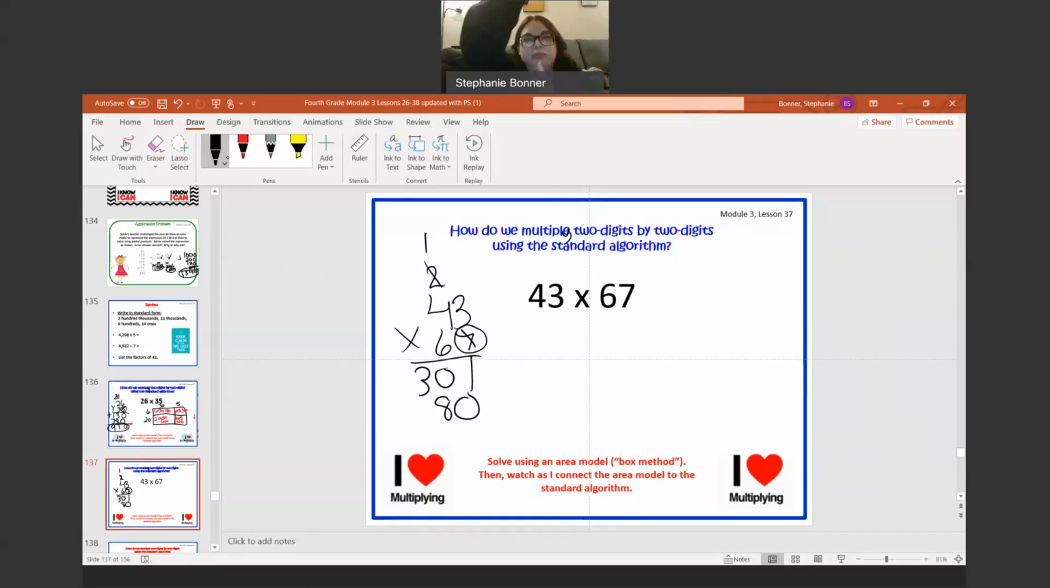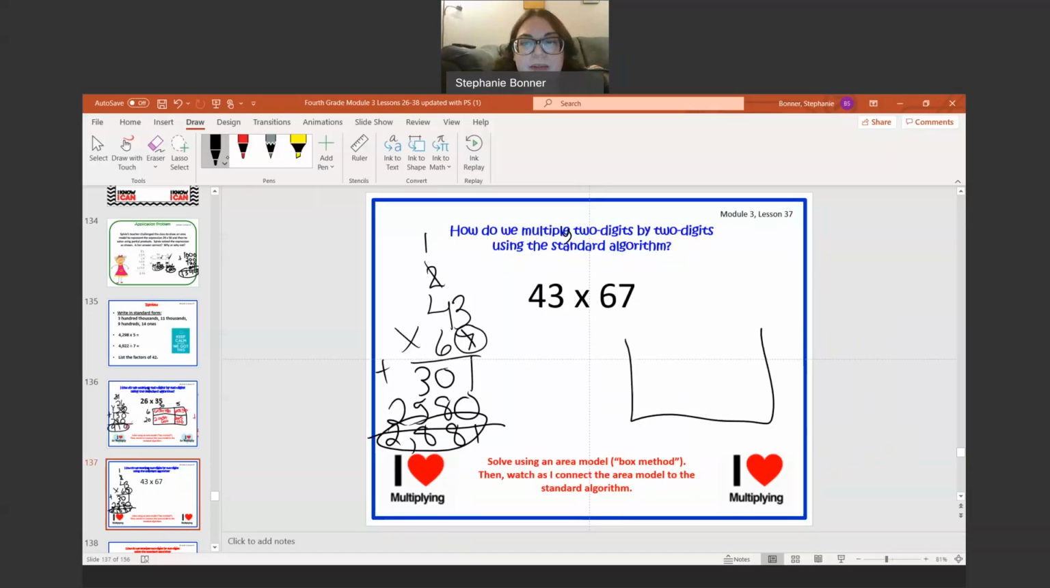And then you go up to the tens place. 6 times 4 is 24 plus 1, 25. Make sure your numbers are all lined up. 1 plus 0 is, 0 plus 8 is, 5 plus 3 is, and 2 plus 0 is 2,888.